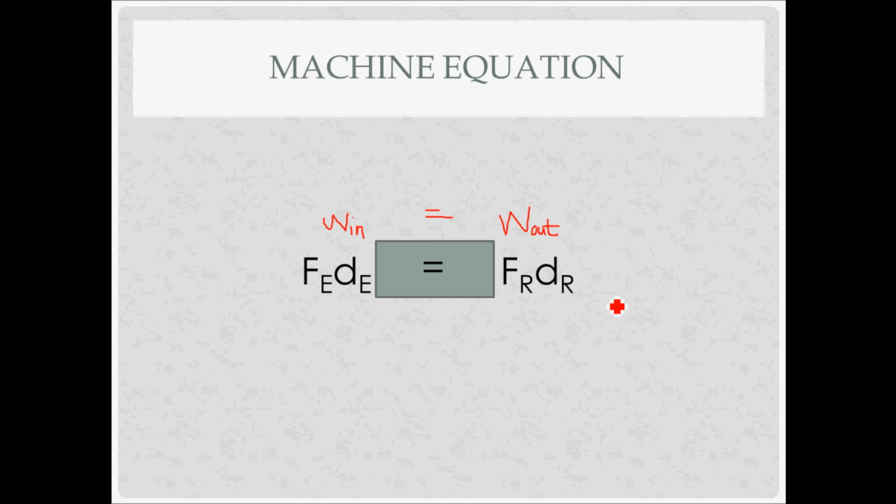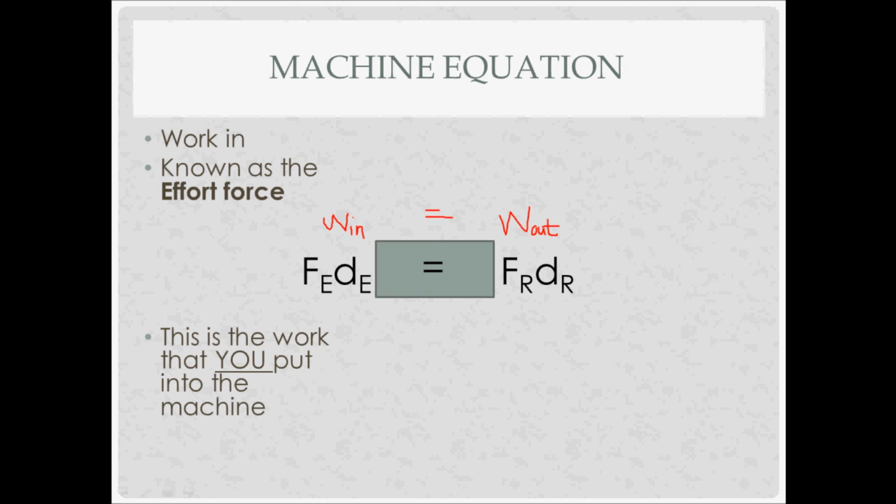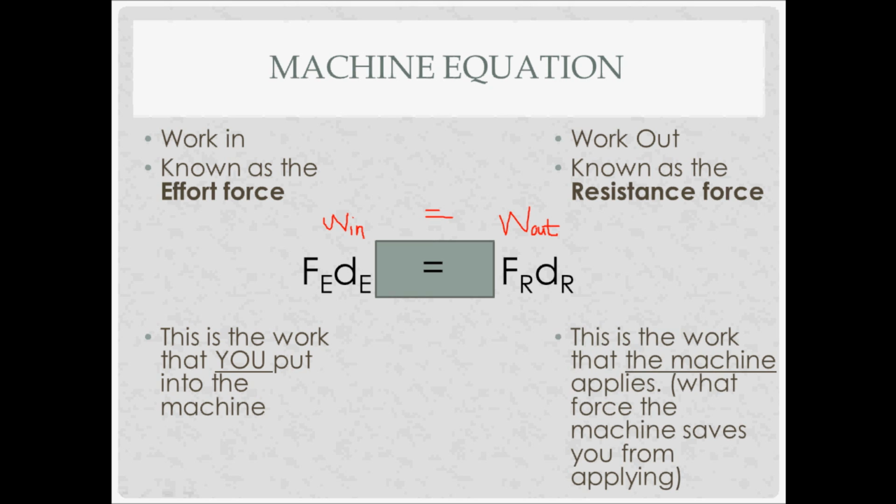Okay? So FEDE, that's your work in. The E stands for the effort force. If you think about it, you have to put forth an effort to put some work into the machine. So the FEDE, that effort part, is the thing that you do, what you do to get the machine going. Then on the right side of the equation, the FRDR, that's your work out. That's known as the resistance force, or the resistance of the machine. So FRDR is what the machine does.